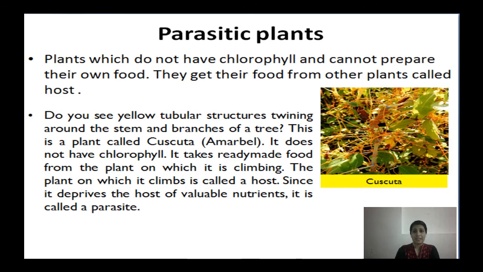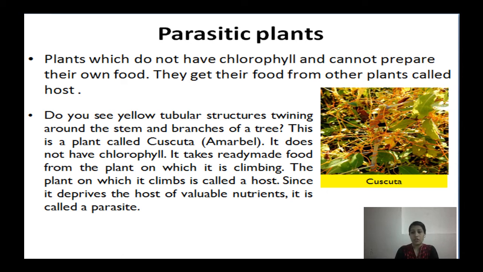So first is parasitic plants. Plants which do not have chlorophyll and cannot prepare their own food themselves, and get their nutrition from other plants called the host, are called the parasitic plants.